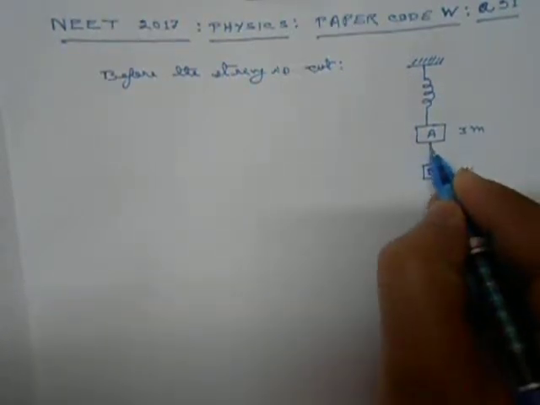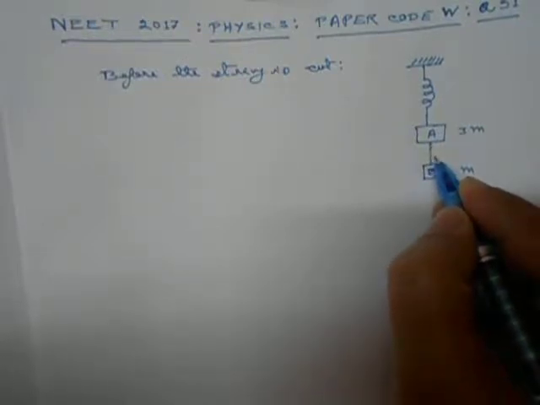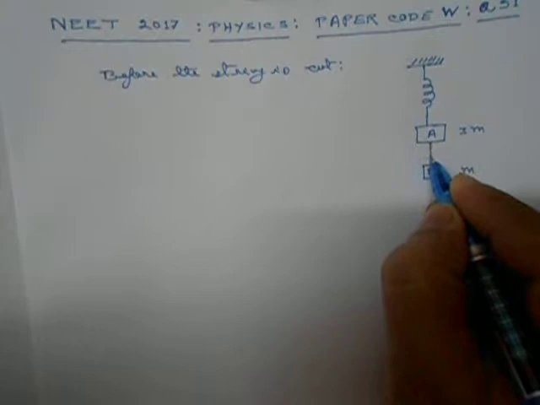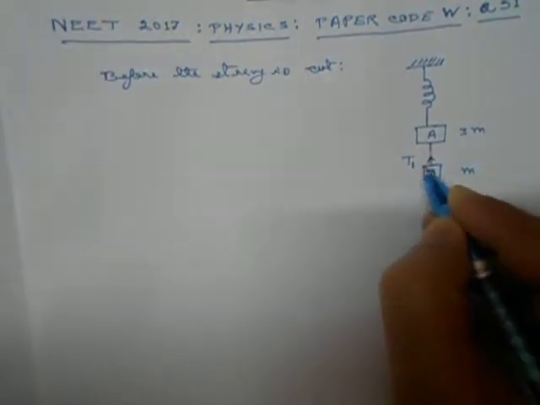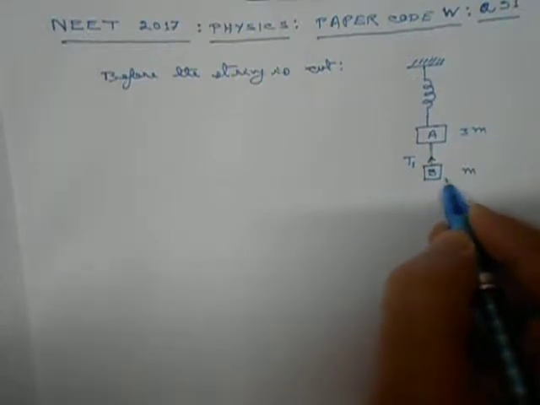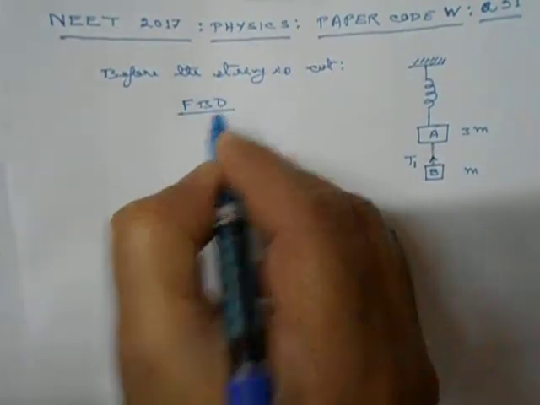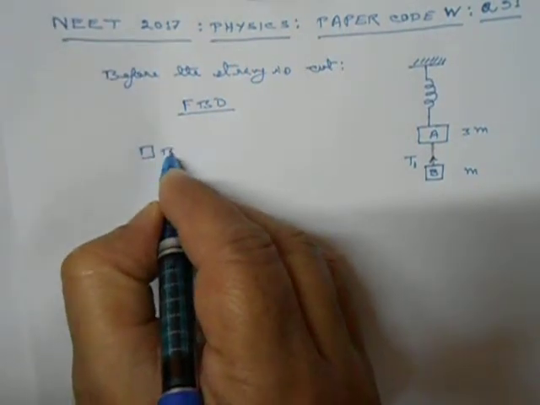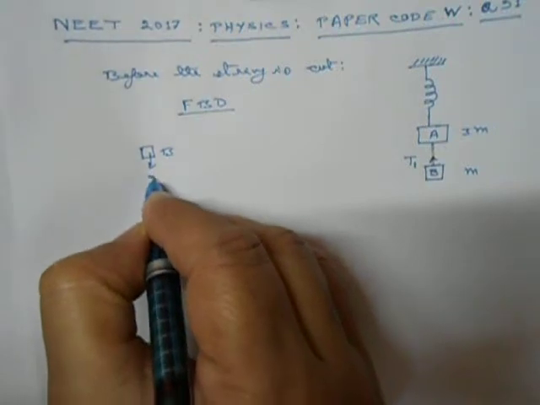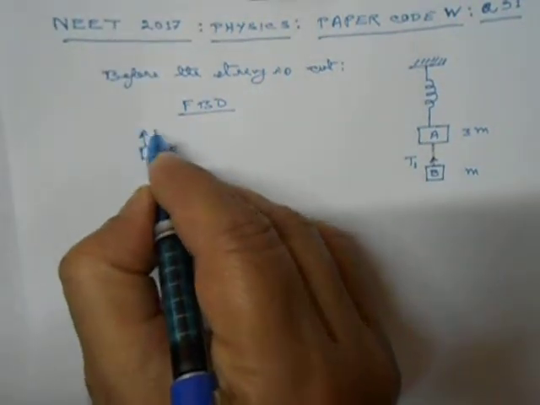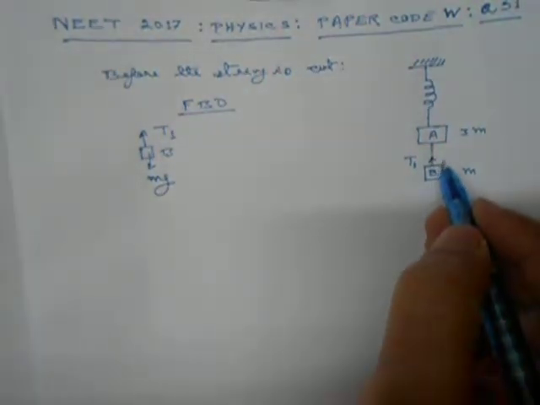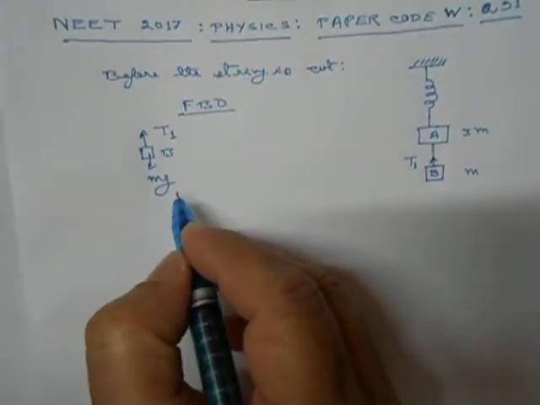See, this string has a tension. It is balancing the weight of the object B. So the tension here, if I call it T1, will be equal to the weight of this, m into g. So if we draw the free body diagram for object B, the downward force is mg and the upward force is T1. Since this is stationary, T1 is equal to mg.